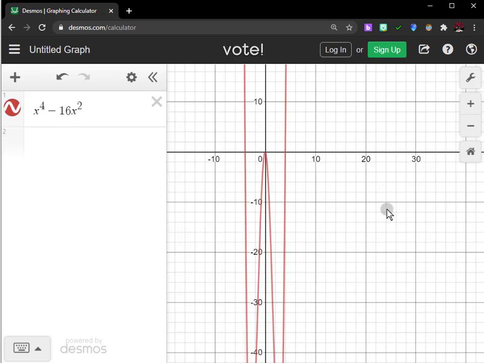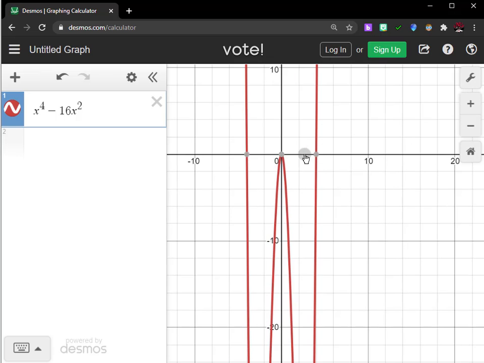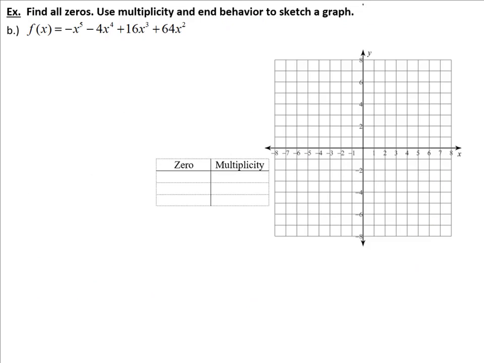It is a very steep one. That it's crossing at +4 and -4 and bouncing off at 0 and staying underneath. And it's roughly doing those same things in here. Obviously, yes, it was much more steep than the realistic graph, but this is good enough for a hand sketch graph. All right, let's do our last example here.